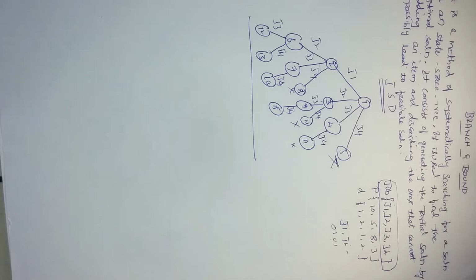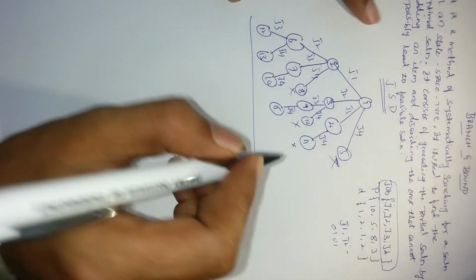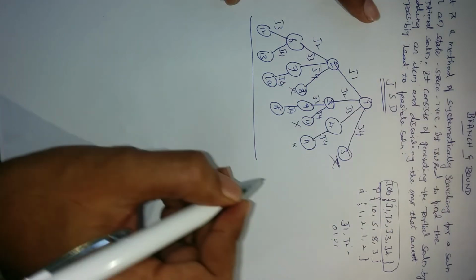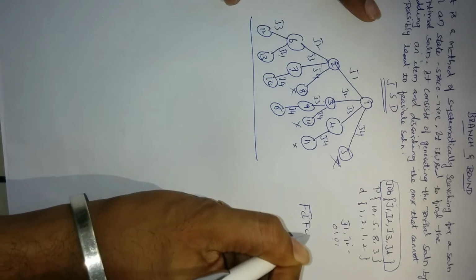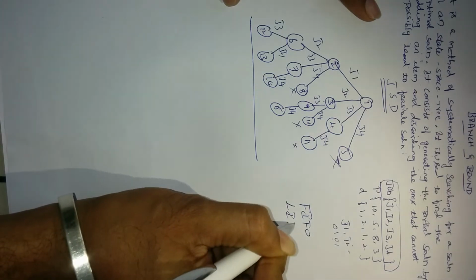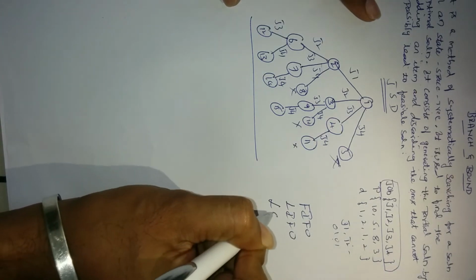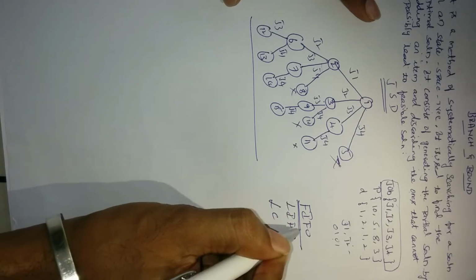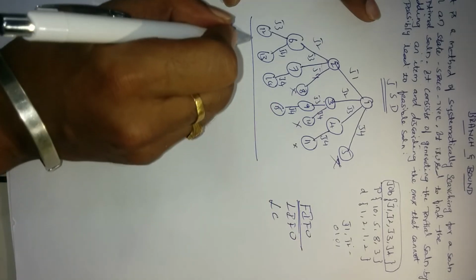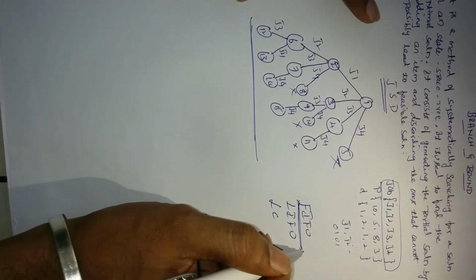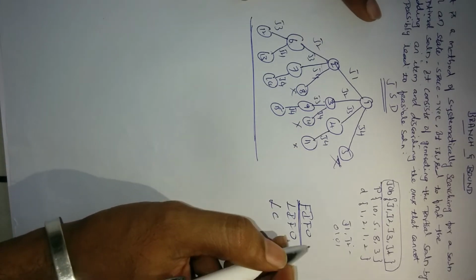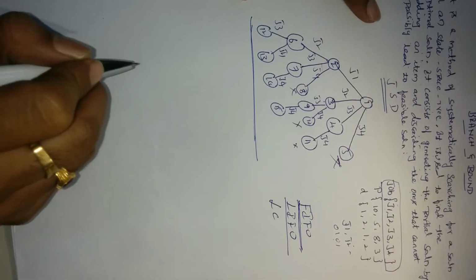In that upper bound and lower bound, there are three types to solve this branch and bound method. One is FIFO, one is LIFO, one is LC. This is FIFO, the first in first out method. We are doing this problem in a queue format, so we are calling this the first in first out method.